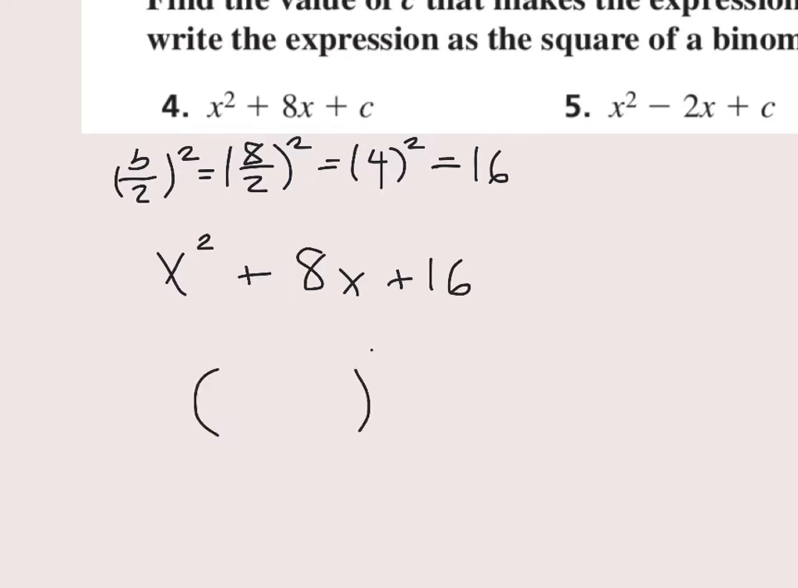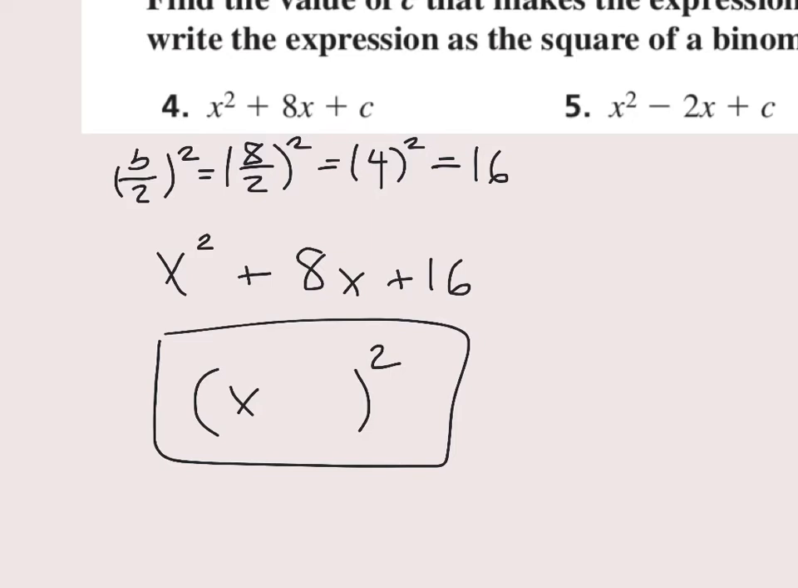What would our perfect square binomial be? x squared plus 8x plus 16. So it's just this part, what's in parentheses. What goes inside of our parentheses here? Plus 4. Plus 4. So (x plus 4) squared. So remember, we get that 4 from here. Any questions?